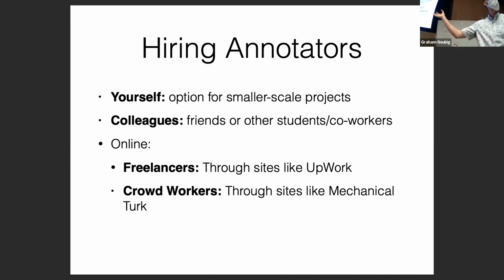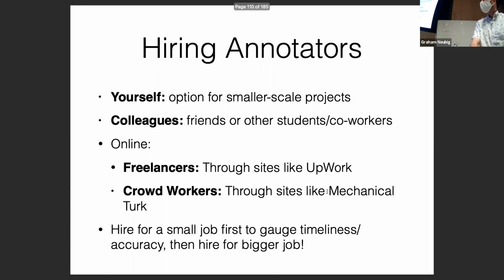So what you can do is go to freelancing websites or other things like this. You can also find bilingual speakers or translators or stuff like that quite easily. For crowd workers, you can definitely go through Mechanical Turk. There are other alternatives. The advantage of Mechanical Turk is it's very easy to scale up. So you can scale up to hiring lots of people very quickly, and that's definitely an advantage there.